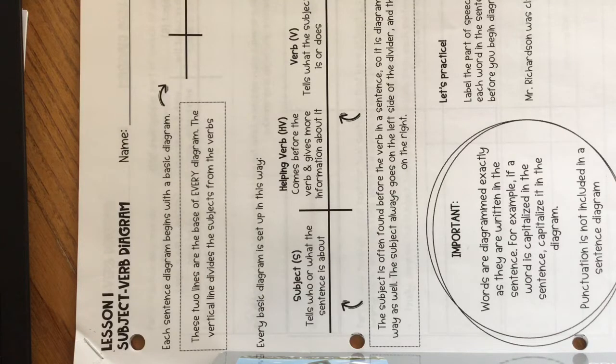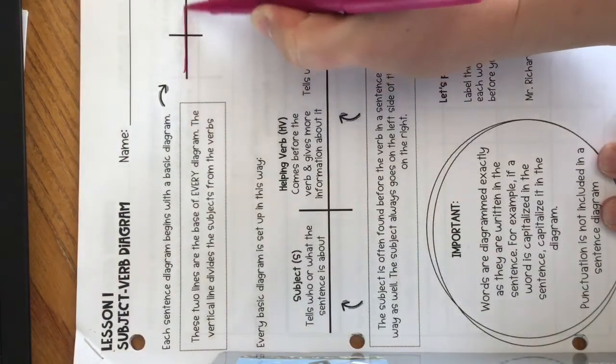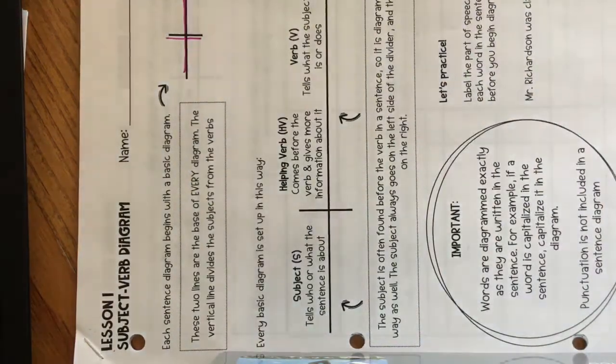Okay, so it is Monday, lesson 1, subject verb diagram. This is the page that you want to look for, page number 15 in your packets. This is the very basic first step of being able to diagram a sentence, okay? So each sentence begins with a basic diagram. So you're going to be making these throughout our work this week.